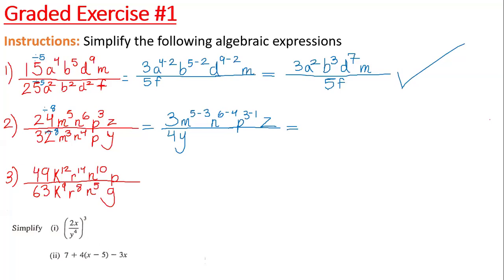What is 5 minus 3? 2. So it's 3 to the power of m. What is 5 minus 3? The power 2. And then 6 minus 4 is what? 2. Very good. And then 3 minus 1 is 2. P squared. It's just going to be left with what? C, all over 4y. Did anyone else get that?